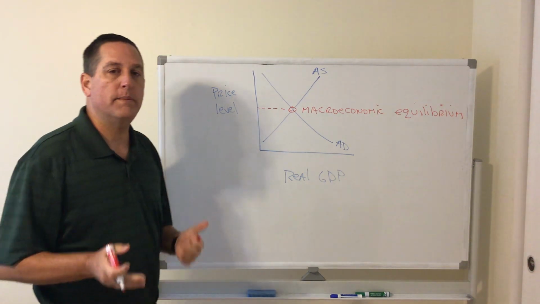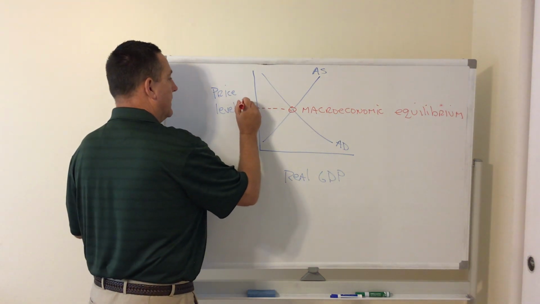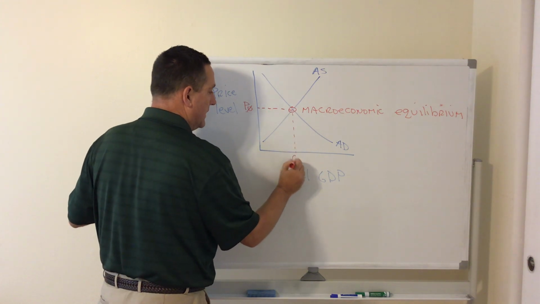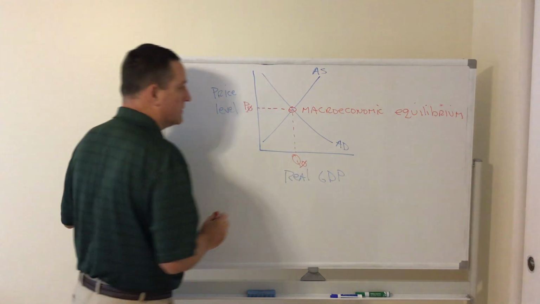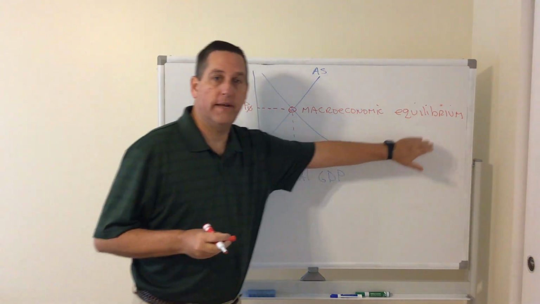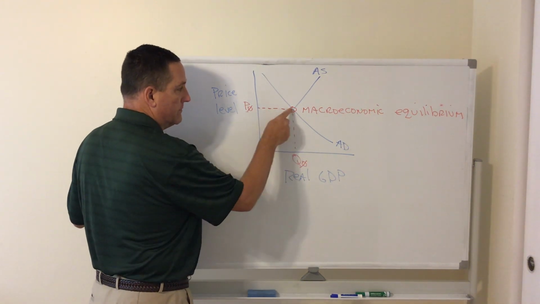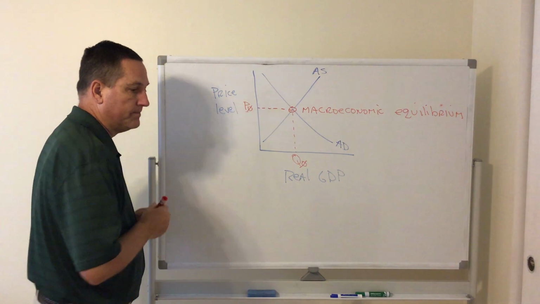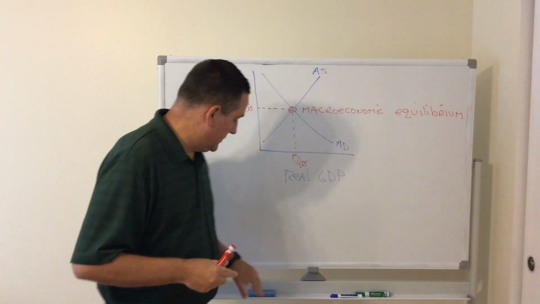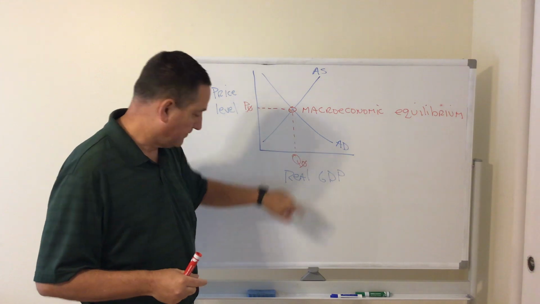Just like all equilibrium points, it's the point where the aggregate supply and the aggregate demand curves intersect. This is where our economy is at today. We're paying these prices, and our economy is producing this many goods and services. Our economy is at macroeconomic equilibrium today. Macroeconomic equilibrium is the point where the aggregate supply and aggregate demand curves come together.